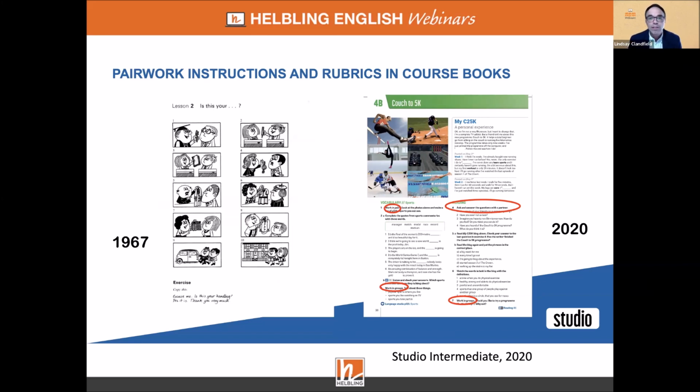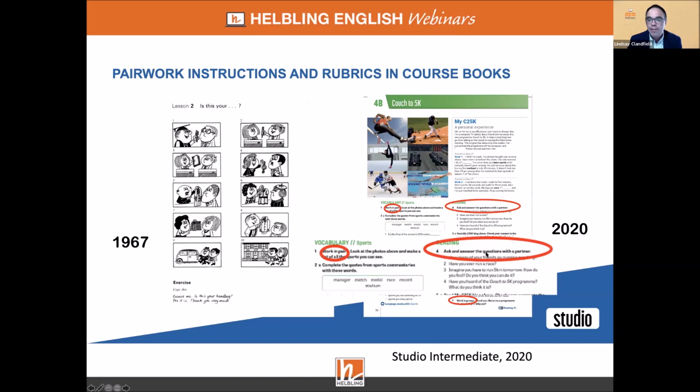Compare that with, on the right side, a course book from 2020 that I wrote for Helbling, where you see in just a single page there are 4 examples of pair work or group work. We have work in pairs, or ask and answer the questions with a partner, or work in groups. In fact, I did some counting in books of how many times you would see work in pairs or work in groups in the instructions. It becomes 5 or 6 per 2 pages almost.